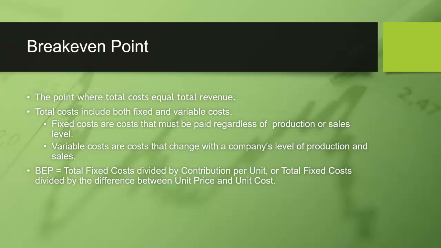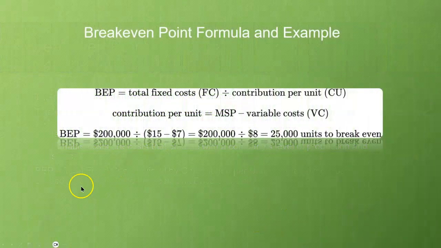BEP equals total fixed cost divided by contribution per unit, or total fixed cost divided by the difference between unit price and unit cost. Total fixed cost divided by unit price minus unit cost. So this is the break-even point formula. If you were to use it, it would be BEP equals total fixed cost divided by contribution per unit. Contribution per unit equals MSP minus variable cost.